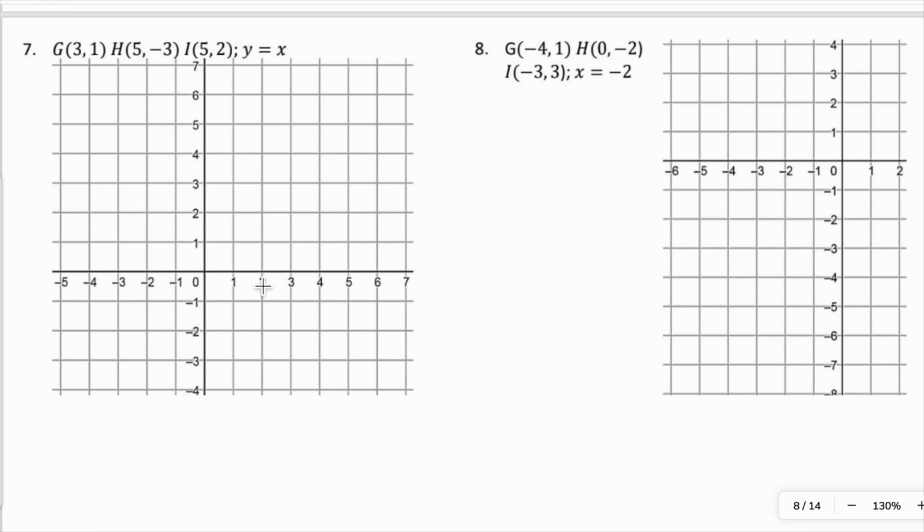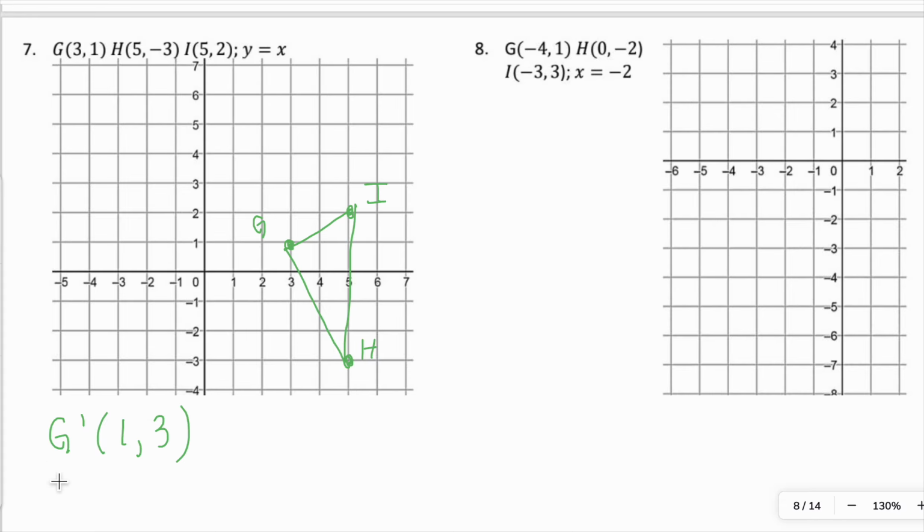7, we are graphing where y is equal to x. Remember the rule for y is equal to x. That is just going to flip-flop our points. So let's talk about that after we get our originals plotted down. G for pre-image is 3, 1, 5, negative 3 for H, and 5, 2 for I. Okay. And then to find my primes, or my image, I'm just going to switch around my y's and x's.